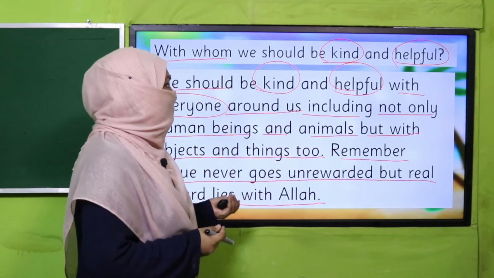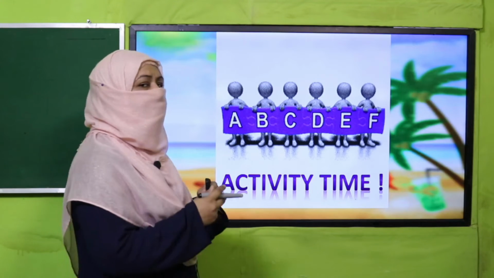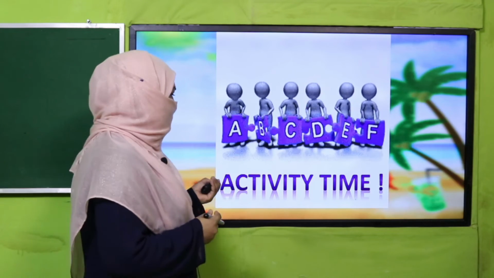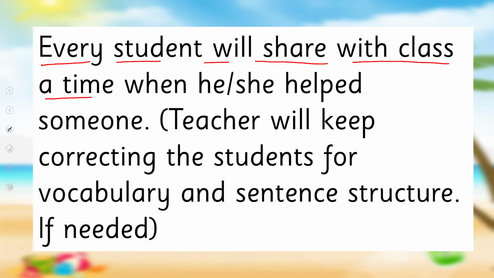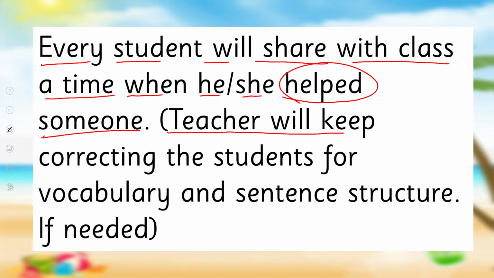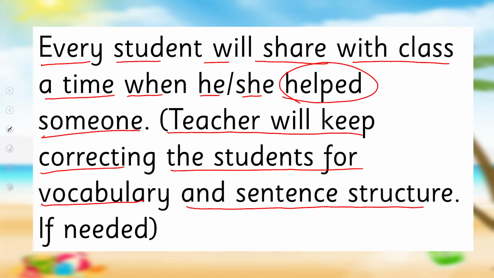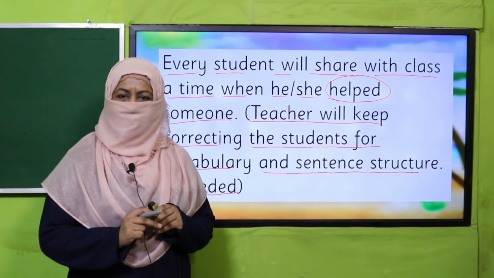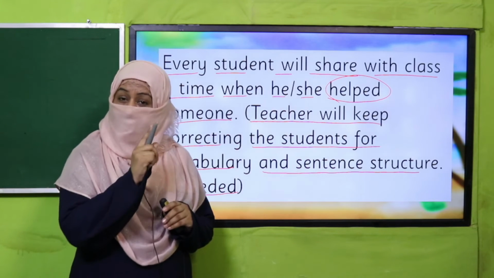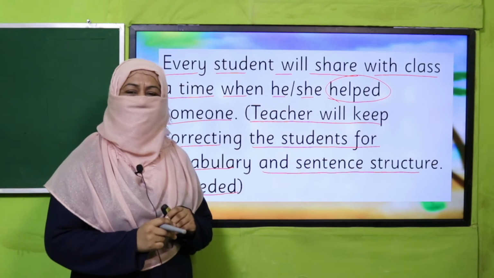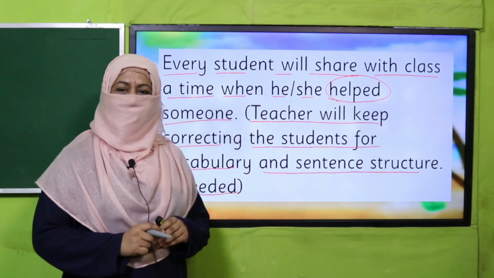Do you understand? Okay, so this is the concept, and we are going to learn how to write about it. Before that, let's do an activity. So every student will share with class a time when he or she helped someone. Your teacher will keep correcting the students for vocabulary and sentence structure if needed. Whenever you help someone, tell your classmates how you did that and how you felt about that. So pause the video, and remember, everyone is going to participate. Pause the video, complete this activity, and then come back.